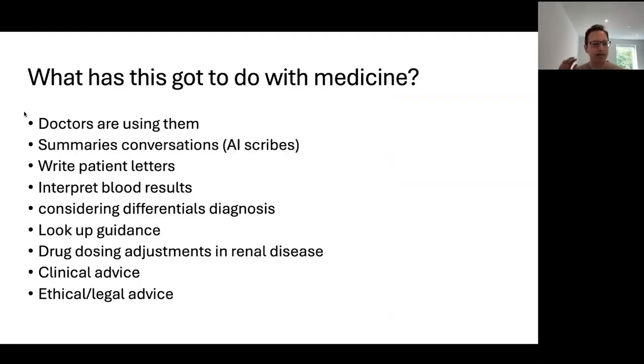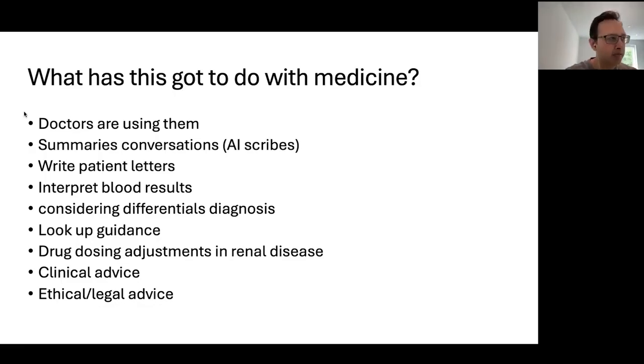Now, what's this got to do with medicine, essentially? What's my interest in it? So doctors are using them. Doctors are using things like ChatGPT, Copilot. They're using these LLMs. And we have survey data already reported in the literature, which suggests nearly half of doctors are using them. And that's quite an increase.